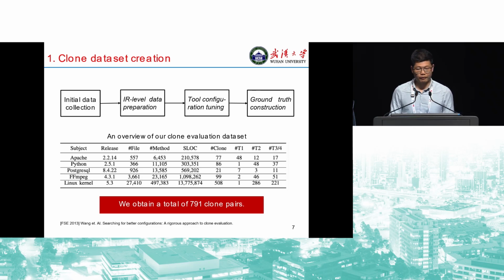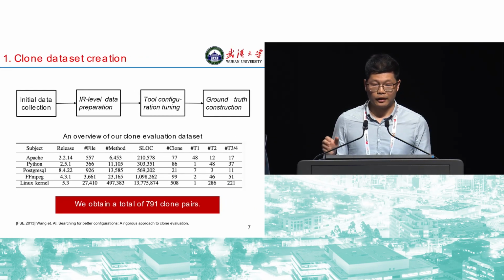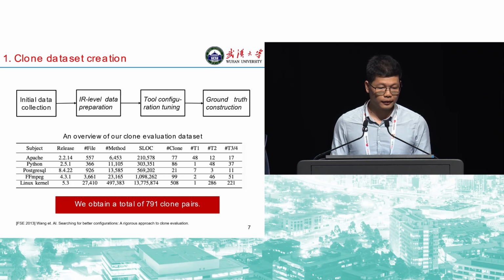And in the second step, we compile the selected projects to the LLVM-based representation using Clang as the front-end compiler. And to ensure a fair comparison, similar to a prior study, we locate the optimal configurations for all the 6 different setups. And finally, we construct our ground truth clone dataset. In the end, we obtain a total of 791 clone pairs.